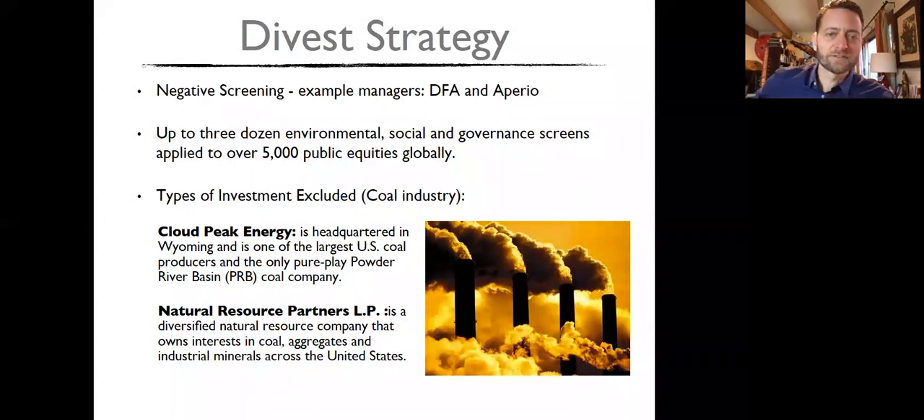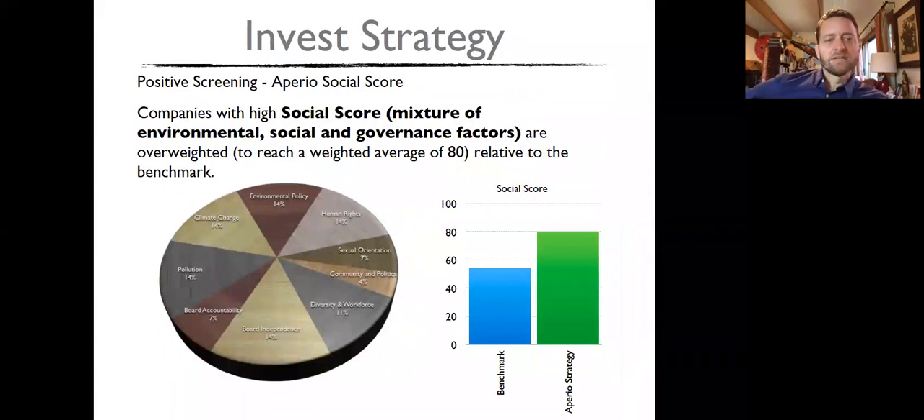Next slide, Jess. On the invest side, with Aperio, there's really 2 tools that they use. One is called Social Score. This data comes from IW Financial. So we've actually created a proprietary social score with them that is made up of these 9 categories down below. Each company is measured on things like human rights violations, diversity in the workforce, their pollution footprint, et cetera.